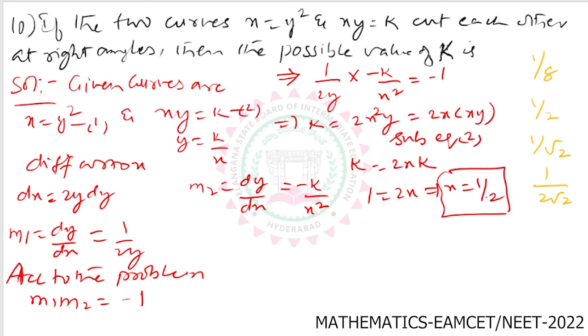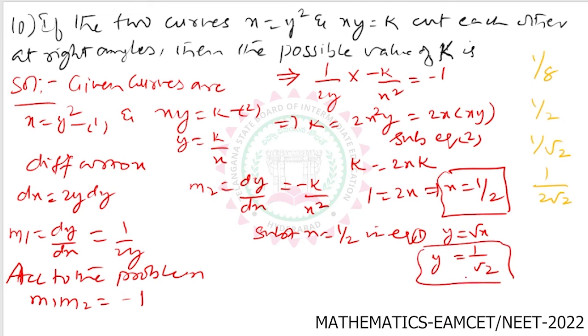Right? So if I substitute x equal to 1 by 2 in equation 1, that is y is equal to root x, so this is nothing but y equal to 1 by root 2. Therefore, I got both the values, that is x and y, and he asked the possible value of k. So ultimately, I have to substitute both in equation 2. Therefore, k is equal to xy. This is from equation 2.